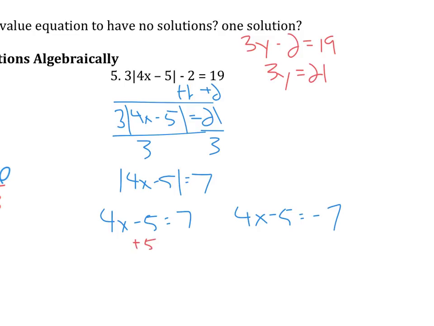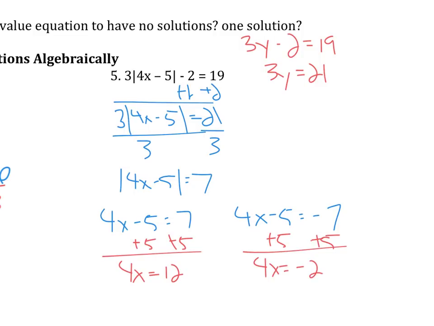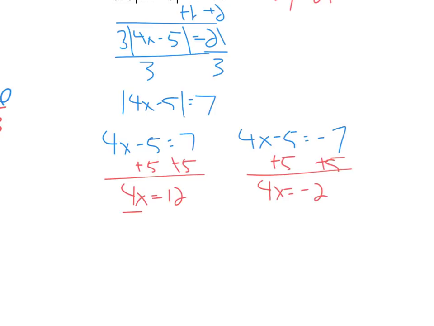Now the steps are the same. I'm going to add 5. Over here, I'm going to add 5. You don't have to do them in this order. You can do all of one, all of the other. I just want to show you that now the solving becomes essentially the same steps. So over here we get 4x equals 12. And over here we get 4x equals negative 2. Divide by 4, and x equals 3. Divide by 4, and x equals negative 1/2 as both our answers.